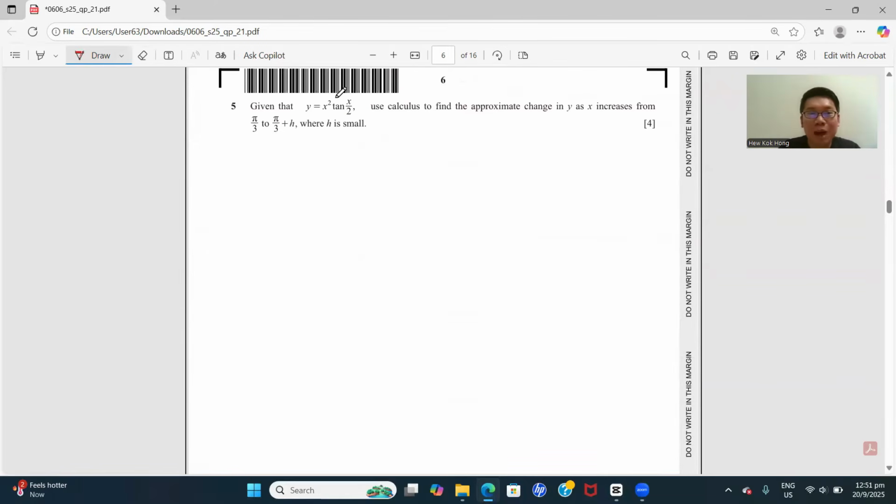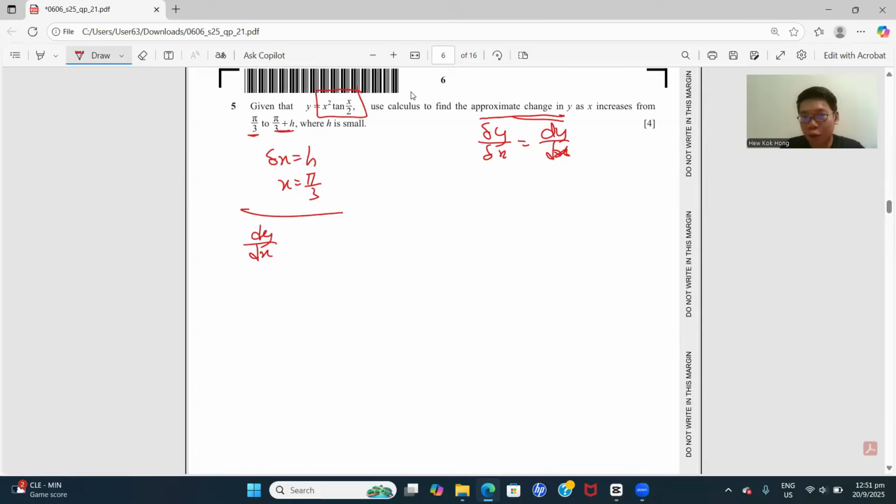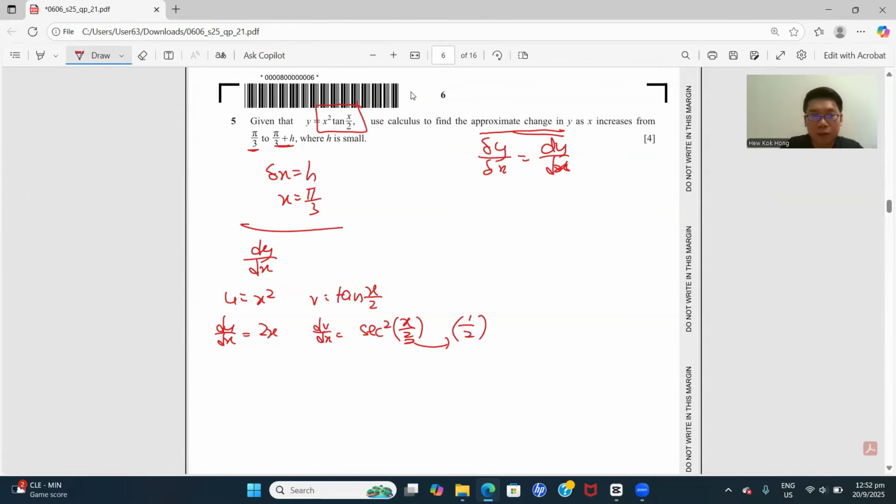Question 5. Given that y is this, use calculus to find the approximate change in y as x increases from this to this. For an approximation question, we use this relationship. As x increases from this to this, the small change of x is h. Next, we need to find dy/dx. Obviously, it's a product rule, so we use u and v. Then it will become secant squared, copy, then we differentiate the other and multiply it. dy/dx is this times this, plus this times this.